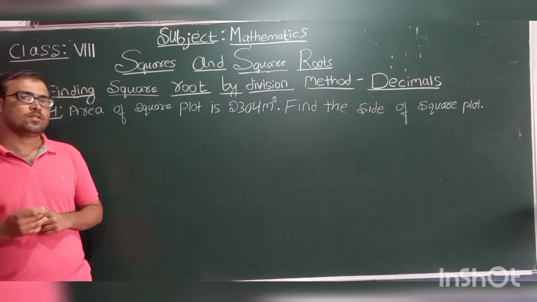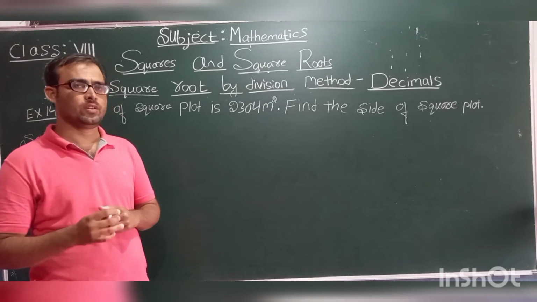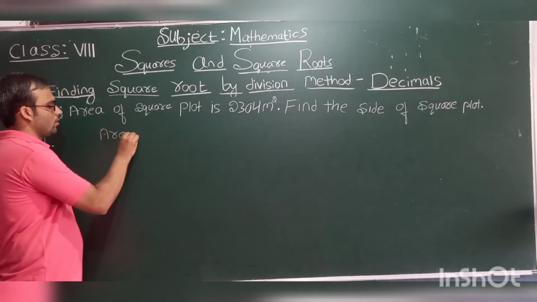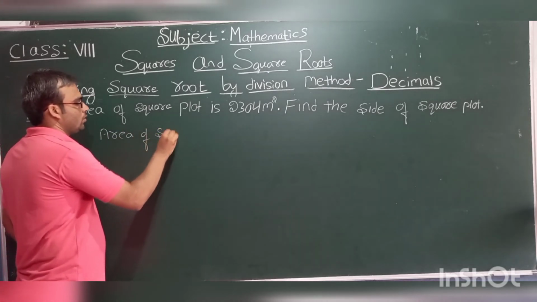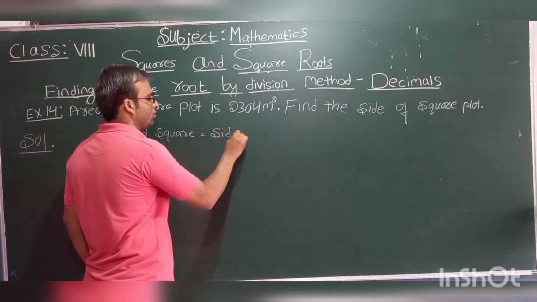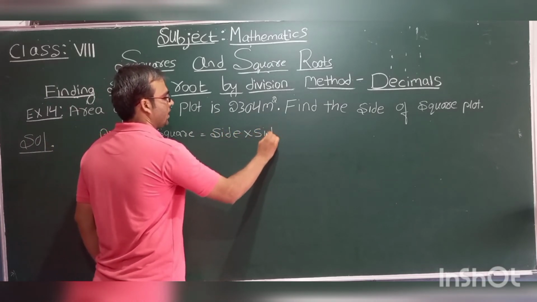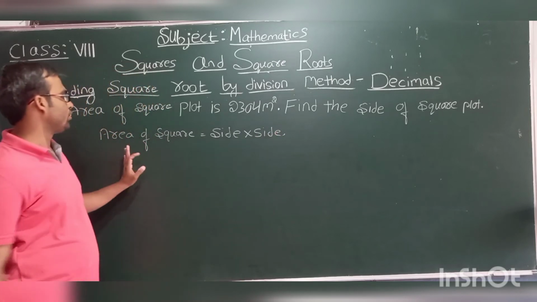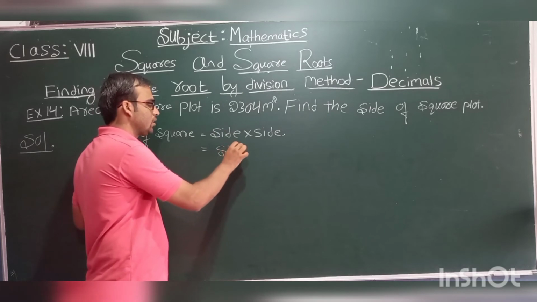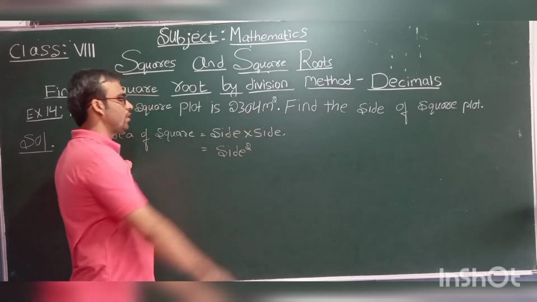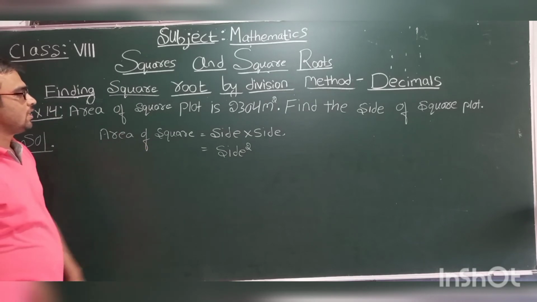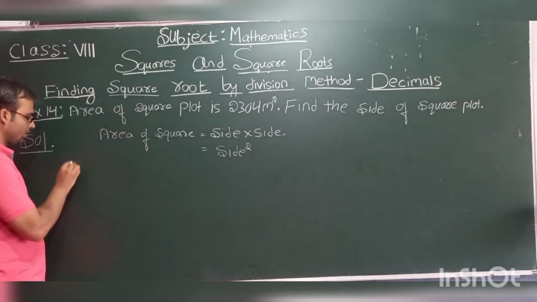Students, what is the formula to find the area of a square? We know that the area of a square is side into side. Side into side is what, students? That is side square. So the area of a square is side square.